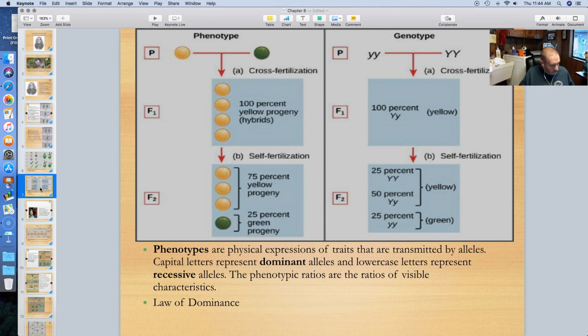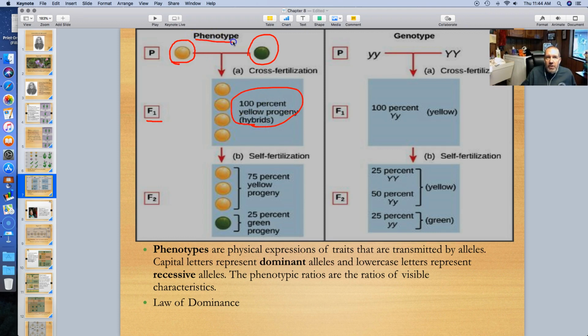And so again, what he always got, I keep looking down so I can find my little hotkeys to get my pen here, is that again, if you do a test cross of a pure yellow producing seed plant, and you cross that with a plant that only produces green seeds, in this case, what he got was, again, in the F1 generation, 100% of the offspring were yellow.